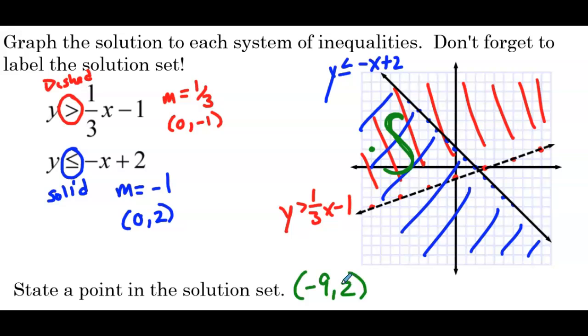And if you wanted to be really sure that the point you picked is in the solution set, you can plug this point into both of these inequalities, right? Is 2 greater than 1/3 times -9 minus 1. So 1/3 times -9 is -3, minus 1 is -4. Is 2 greater than -4? It is. And then you can do the same thing here. Is 2 less than or equal to -1 times -9, so +9 plus 2. So is 2 less than or equal to 11? It is. Okay, so that's how we can be even more sure that we graphed it correct and we identified the solution set correctly.